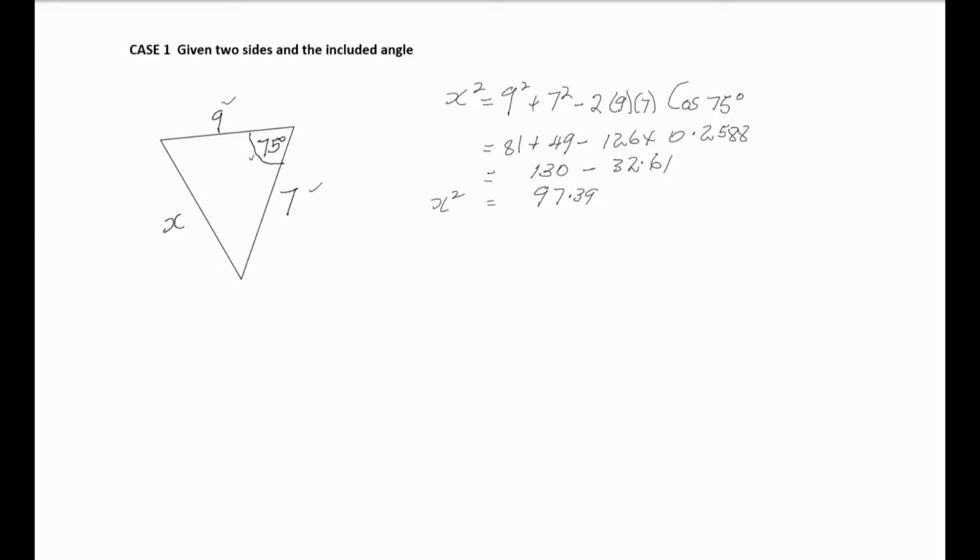But we don't want x squared, we need x. So therefore we have to take the square root of both sides. x is the square root now of 97.39, which gives us 9.87 to 2 decimal places. And it's as simple and straightforward as that.